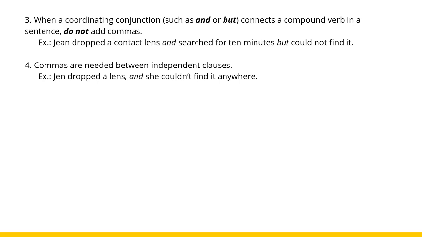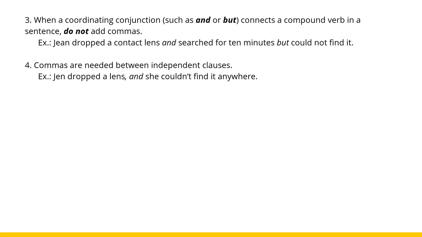So here we have an example. Jen dropped the contact lens and searched for 10 minutes but couldn't find it. So you see how we have these conjunctions, and, but, and we do not use any comma. Because here we have only verbs, like we have searched before "and", and we have couldn't before "but". So in that case we do not need any commas because it's not a complete independent clause, and that's why I would not use commas. So just be very careful and try to remember this rule.